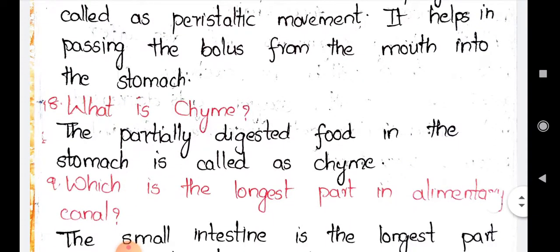What is chyme? The partially digested food in the stomach is called chyme. The food in the stomach is not completely digested; the complete digestion of the food can be observed in the small intestine. Here in the stomach the food is only partially digested, and that partially digested food is called chyme. Okay, going to the next question.